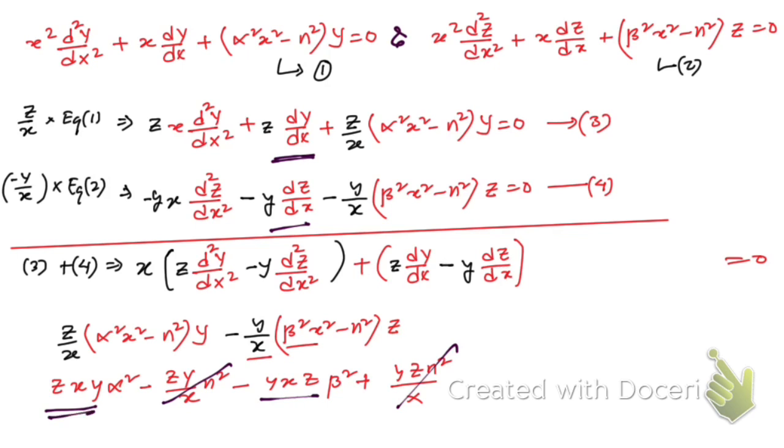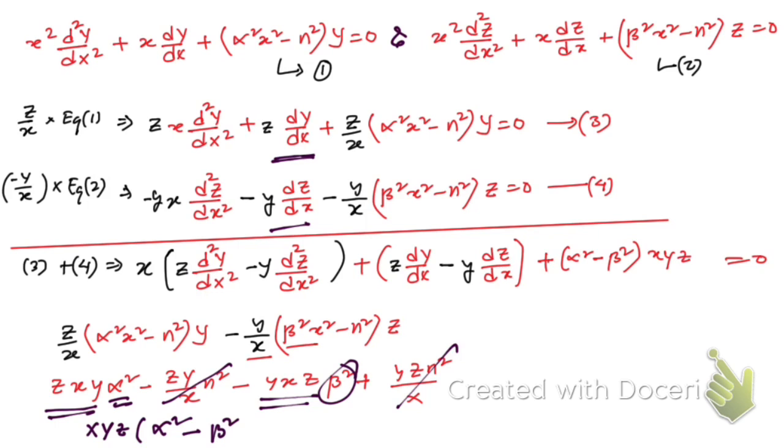From these two terms we can take xyz common, and after taking xyz common, we're going to have alpha square minus beta square. So we can write here plus, sorry, not minus, it's supposed to be plus, minus beta square, then xyz. That's what we're going to have, right? Hope you have understood this.